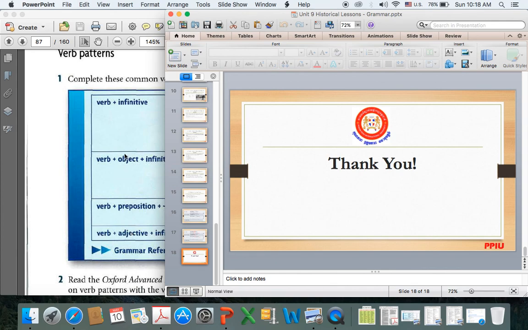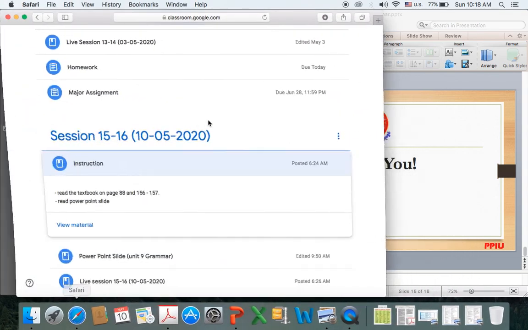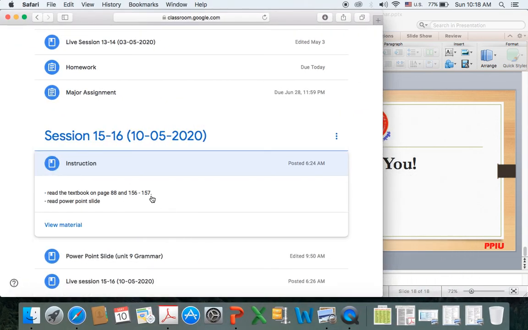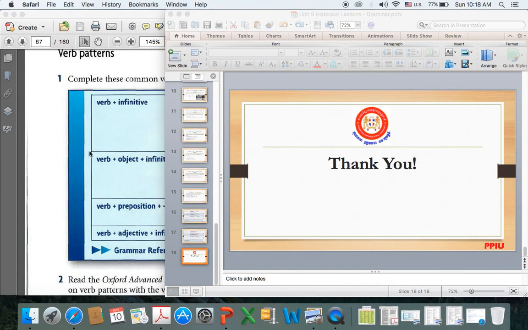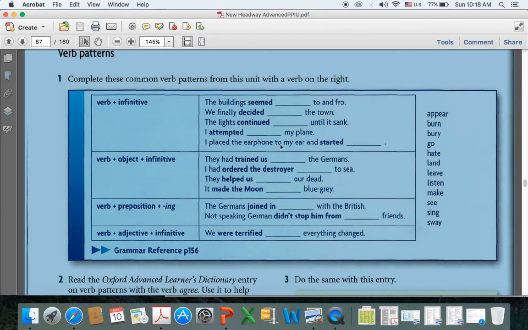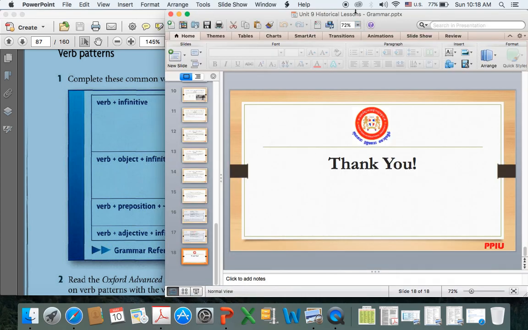You can read more in our textbook on pages 156 and 157. If you have any questions, you can ask me in the live sessions, and we will talk more about our lesson. All right, so that's all for our lesson today.